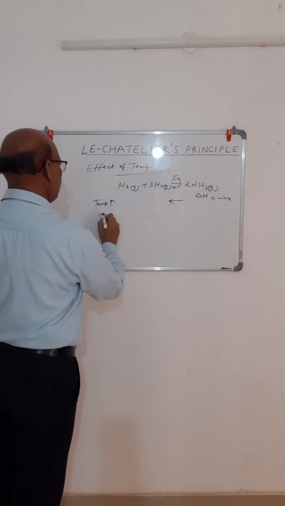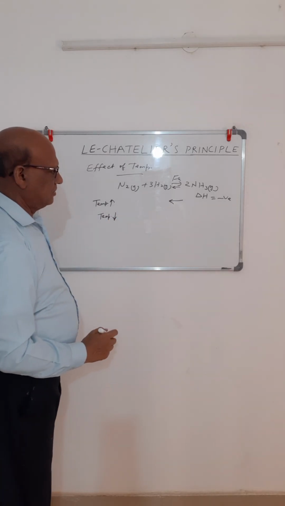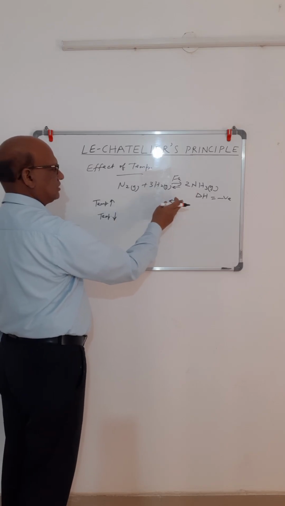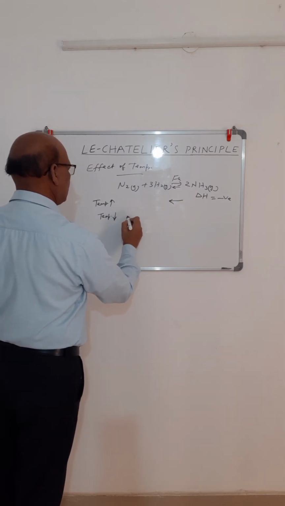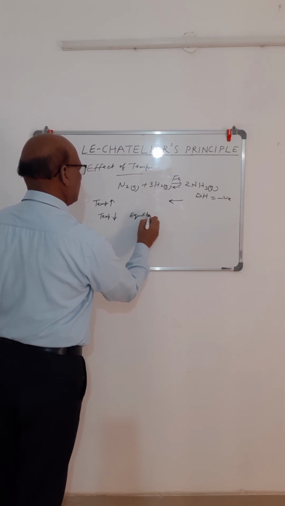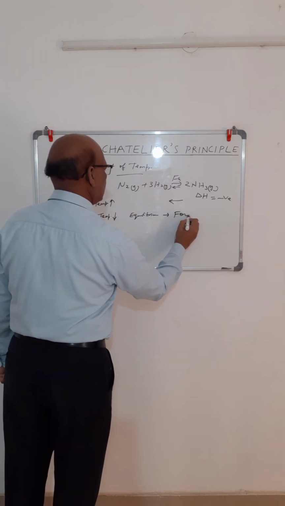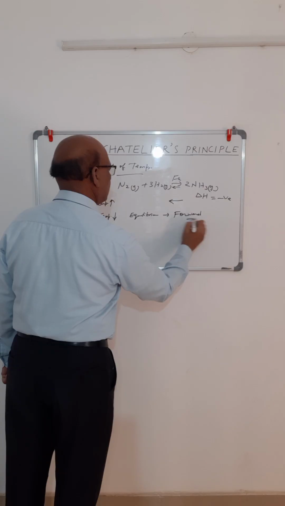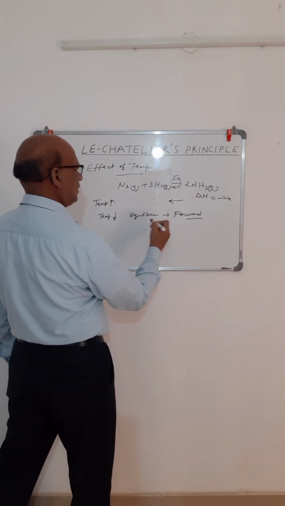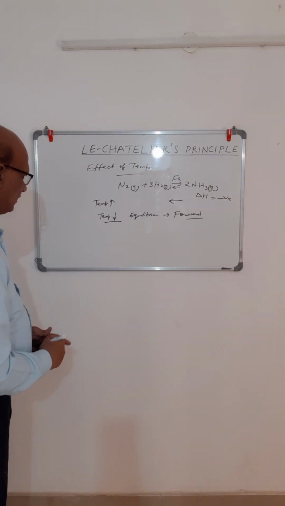Okay, and if I reduce the temperature, then it will move in the forward direction, because in the forward direction this is exothermic, that means heat is released. So if I reduce the temperature and the equilibrium moves in the forward direction, then heat will be released, and when heat is released, then temperature will increase, so it will counteract the change as per Le Chatelier's principle.